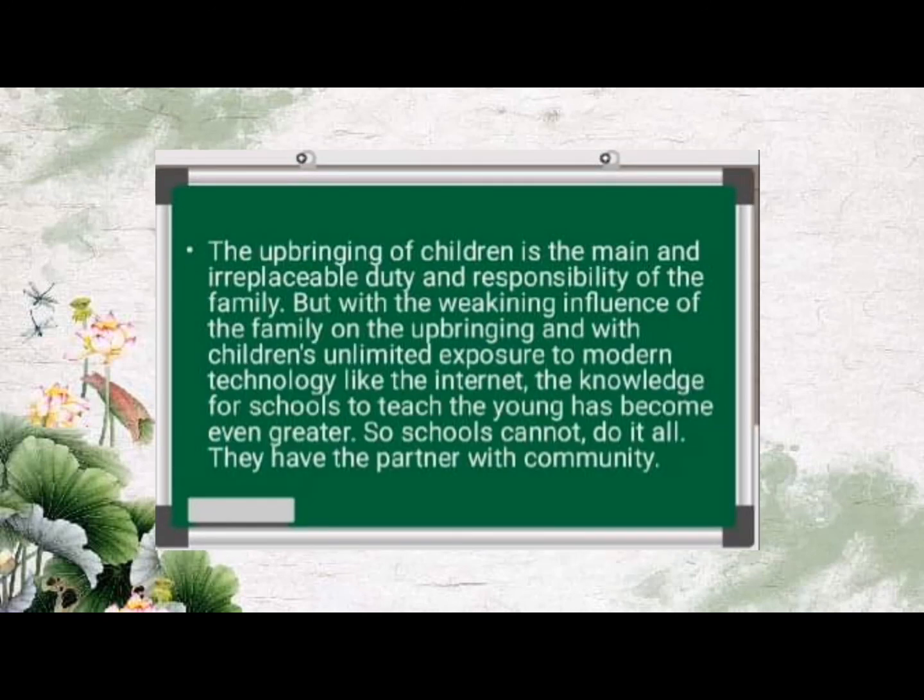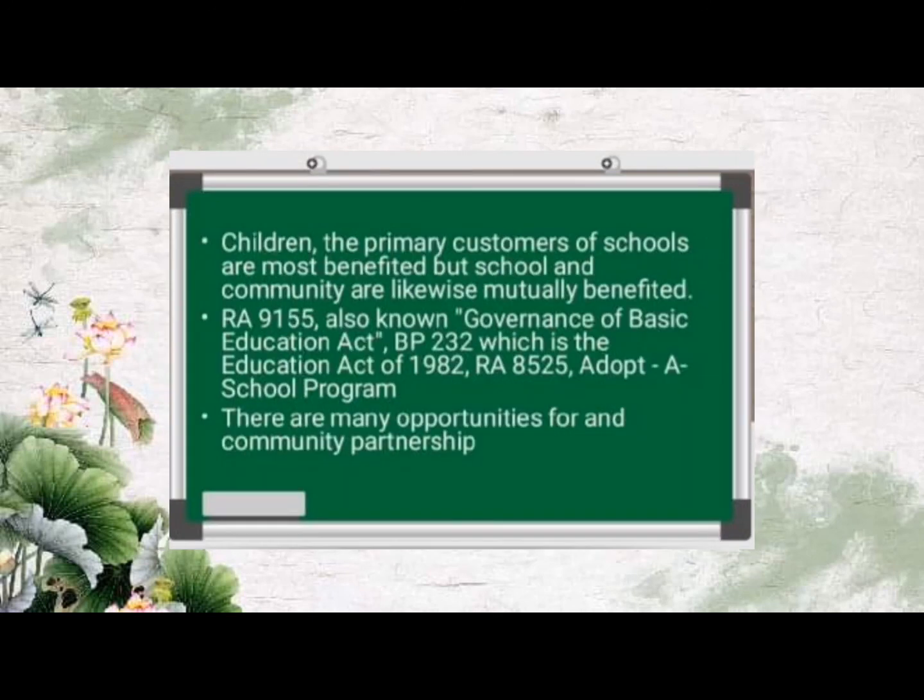Upbringing of children is the main and irreplaceable duty and responsibility of the family, but with the weakening influence of the family on the upbringing of children, and with children's unlimited exposure to modern technology like the internet, the challenge for schools to teach the young has become even greater. So schools cannot do it all. They have to partner with the community. In this partnership, children, the primary customers of schools, are most benefited, but school and community are likewise mutually benefited.